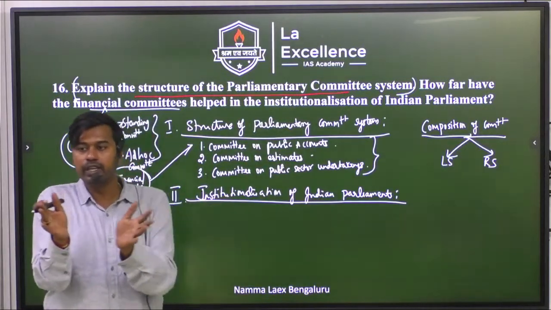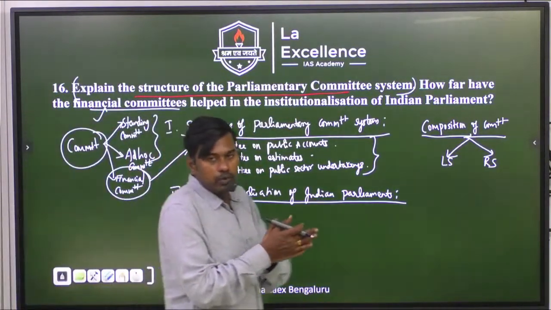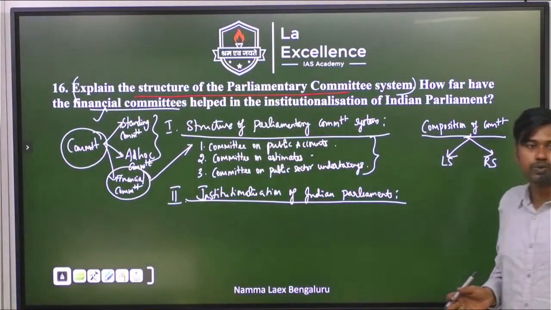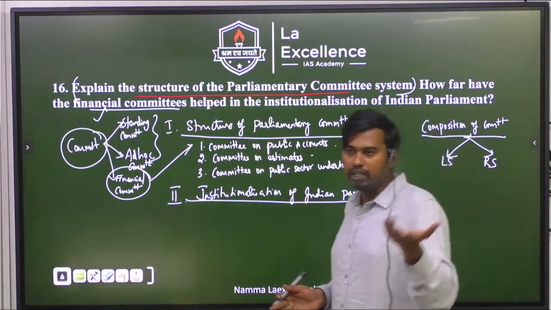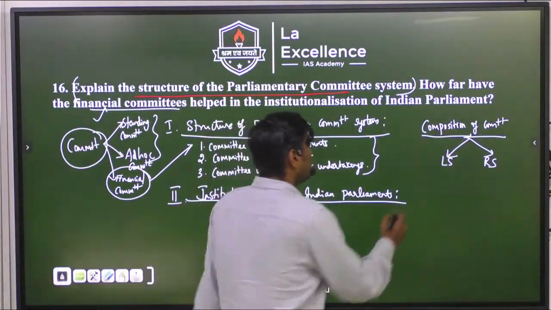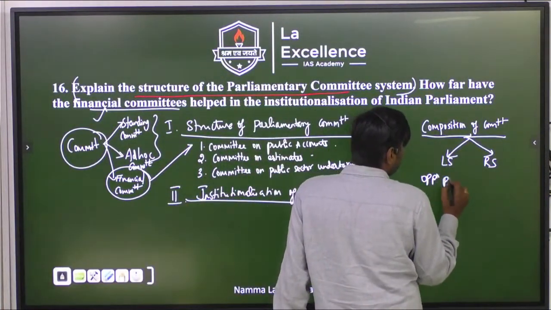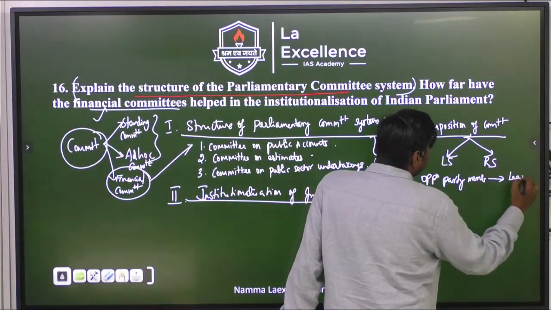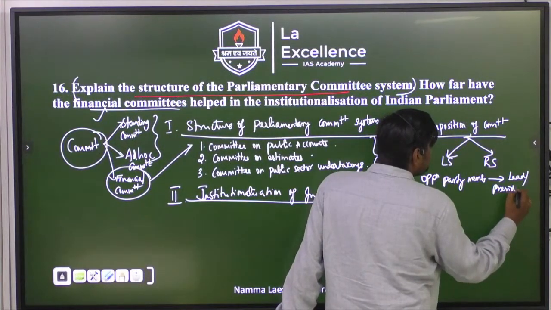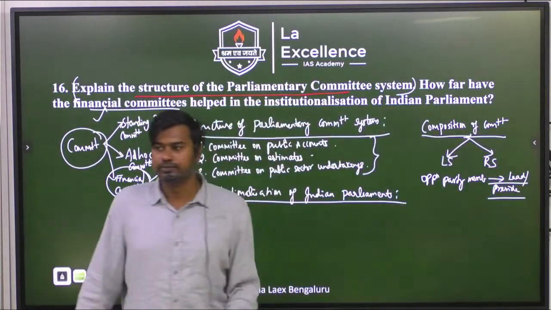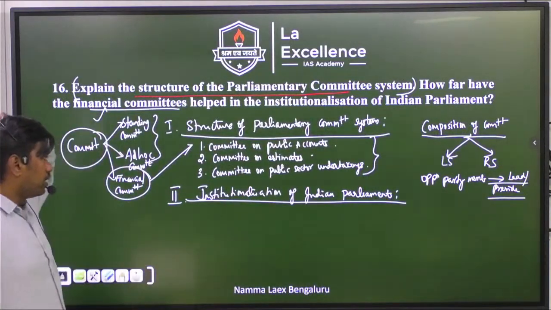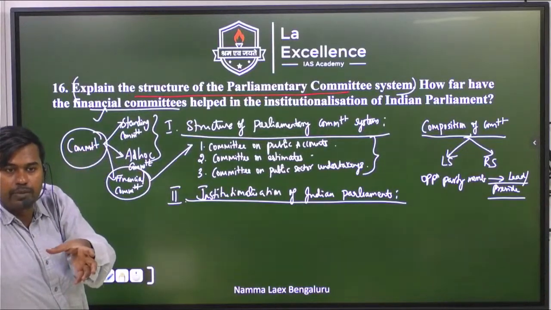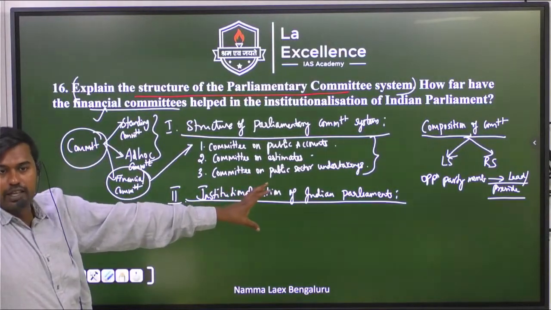But mostly every party will be invited, and most of the time the opposition party members will be asked to lead the committee. Is it clear? Opposition party members will be asked to lead or preside over the committees. That is also done in case of appointing the committees. So both the houses will be represented, all the political parties are represented, and opposition parties are given priority.